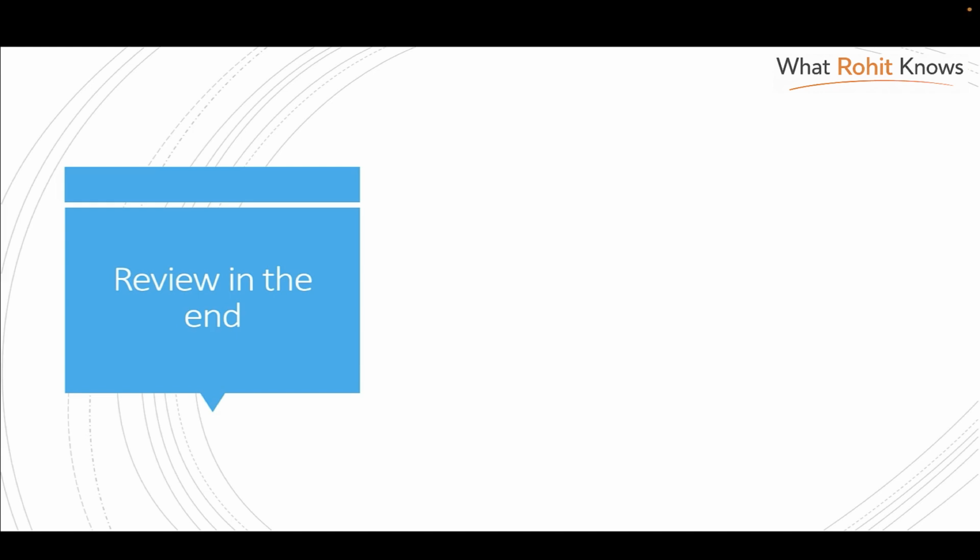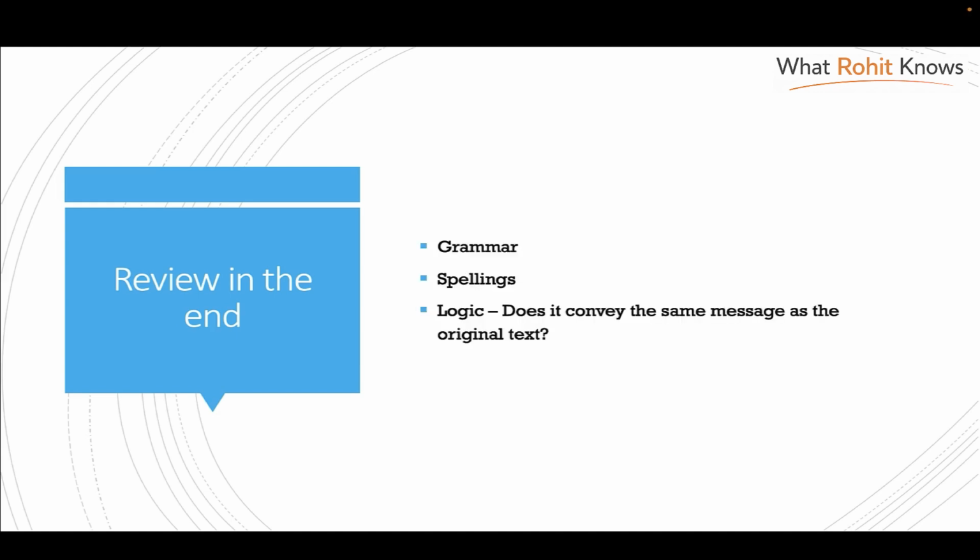Finally, review your answer in the end. Check for grammar, check for spellings, and of course the logic. So in the beginning, you read the text and you understood the theme and you understood what the whole text is about. Now, in the end, you have written a summary. So ask yourself that if somebody who has not read the main text, reads the summary, will he be able to get the same key idea that someone who has read the whole text gets?